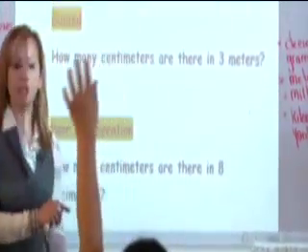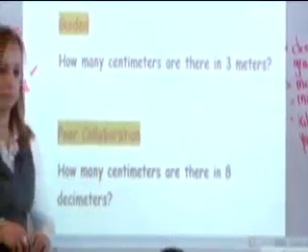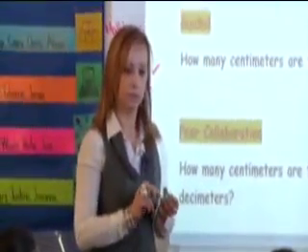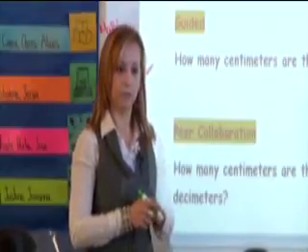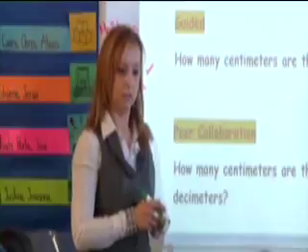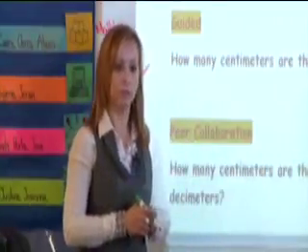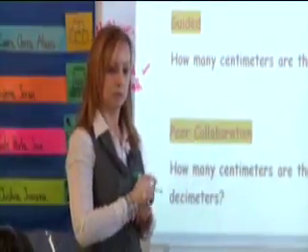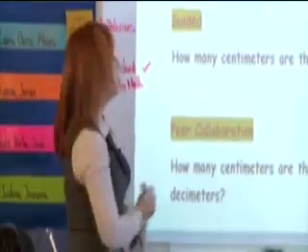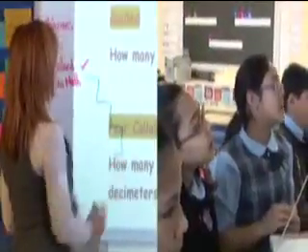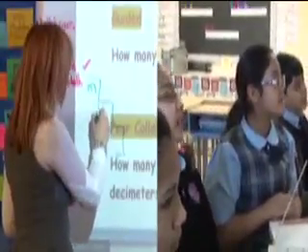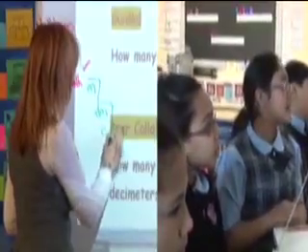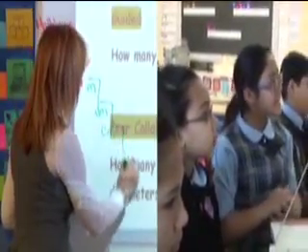Okay, ladies and gentlemen, what did you come up with for your answer? Wendy? I drew the meter, the decimeter, the centimeter, and the millimeter, and then I put the 8 on top of the decimeter, and then I put a little arrow to the centimeters, and I got 80. Okay, so she said that she drew the steps: meters, decimeter, centimeter, and millimeter.